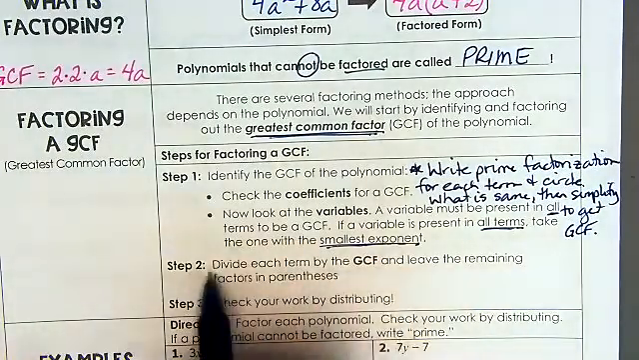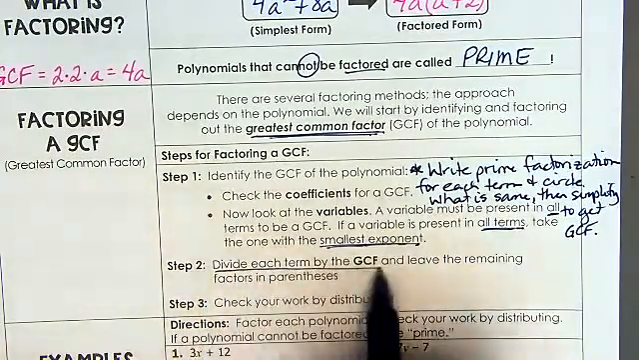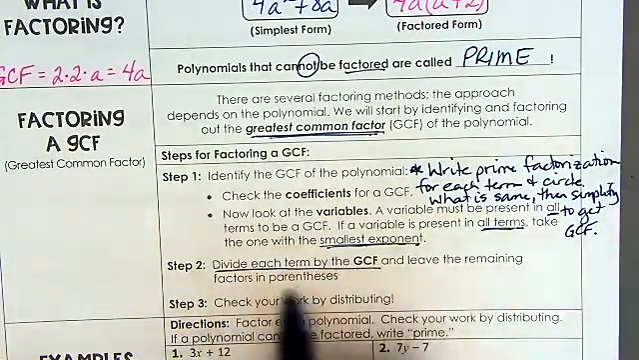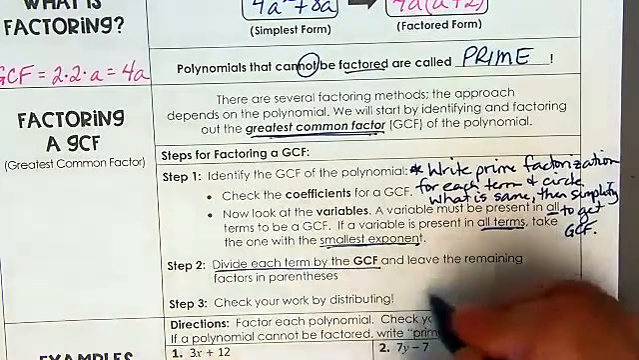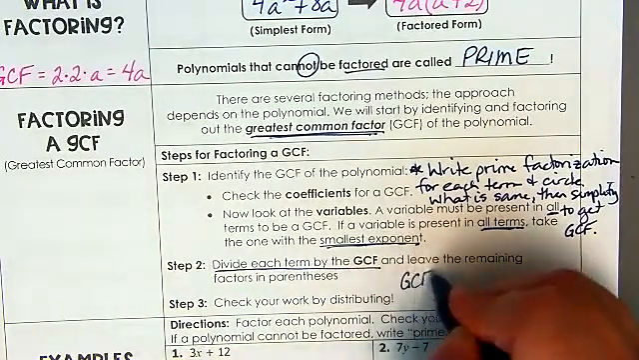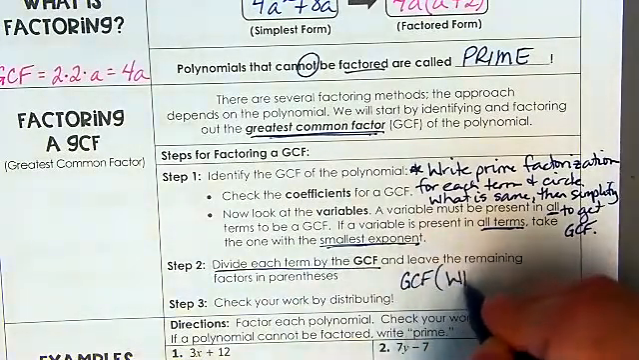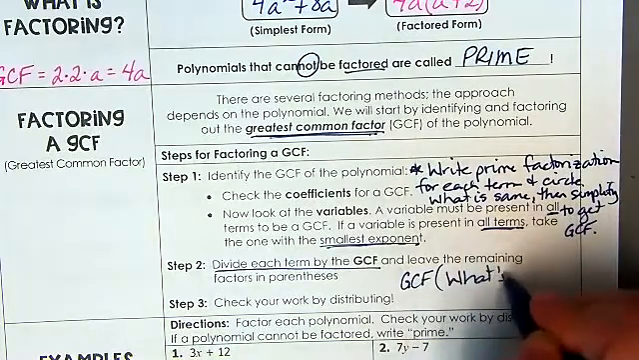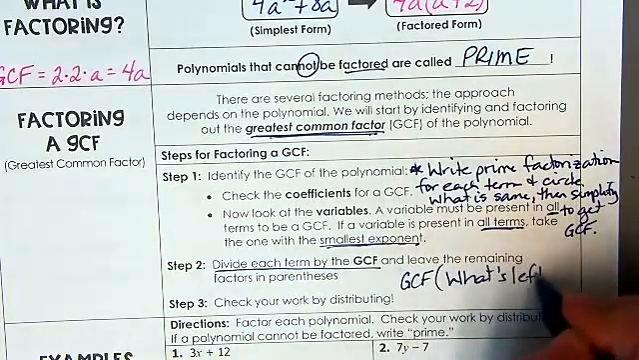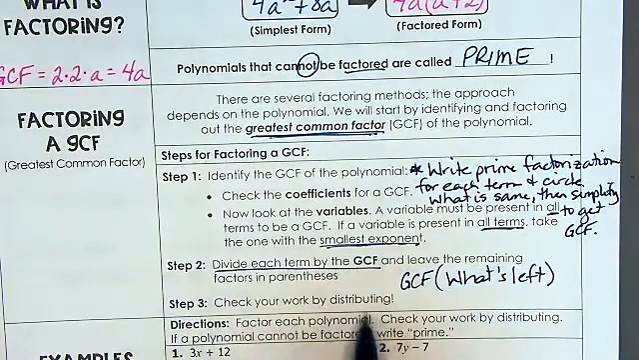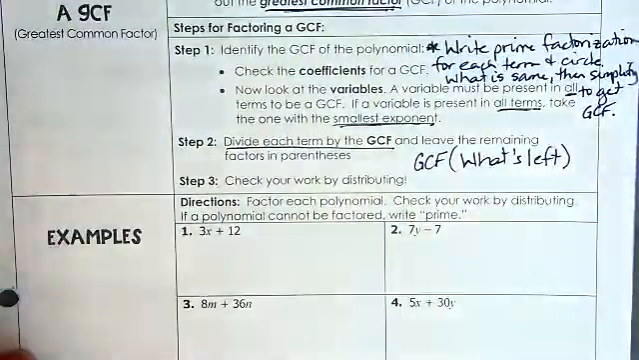Divide each term by the GCF and leave the remaining factors in parentheses. And that's where we get the GCF times what's left. And you check your work by remultiplying. All right, let's work a couple of examples now.